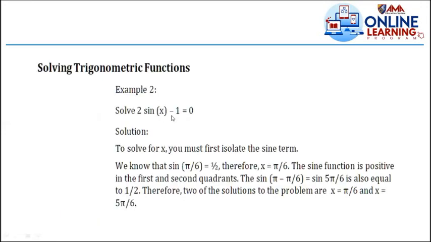Okay? So next, we have the solving trigonometric functions. We have example number 2, sabi niya, solve 2 sine x minus 1 is equal to 0. Solution, to solve for x, you must first isolate the sine term. We know that sine pi all over 6 is equal to 1 half. So paano siya naging 1 half? Sin x to sin x, pag ito nilipat natin siya, magiging 1. So cross multiplication, sin x will be equal to 1 all over 2.